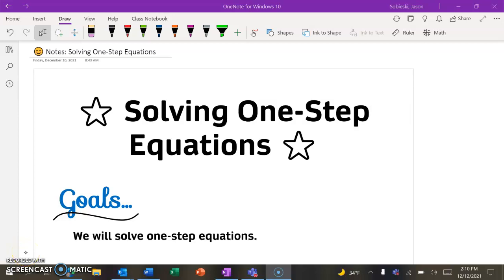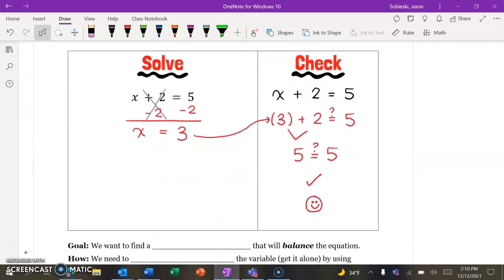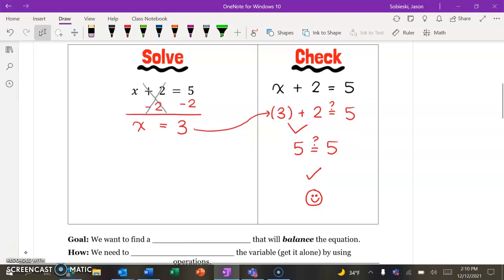Alright, so in this video we are going to take a look at solving some one-step equations. When we do this, our problem is going to look something similar to this setup. First we're going to want to solve and get the value for the variable, in this case x, and then we're going to want to take that value and plug it back in to see if it gives us a true equality.